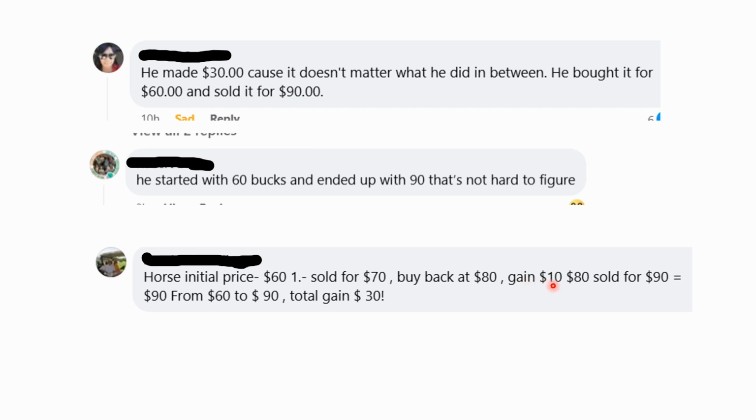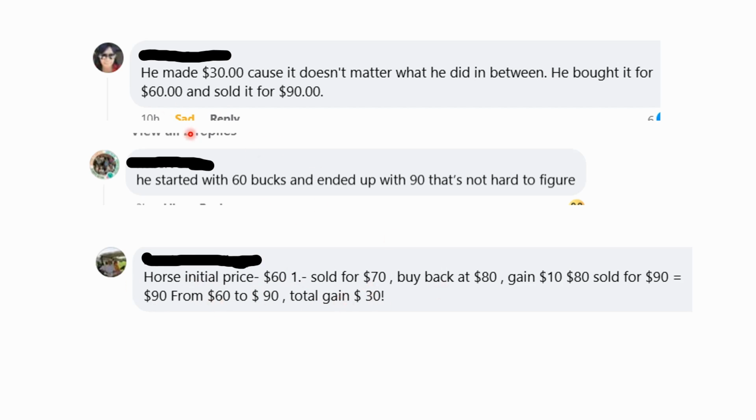Somehow he's putting the gain of $10 here. He made $10 going from buying it at 60 and selling at 70. I'll agree with that. But then he's got gain $80, sold for 90, 90 from 60 to 90, total gain $30. This really needs to go back and rethink that answer.